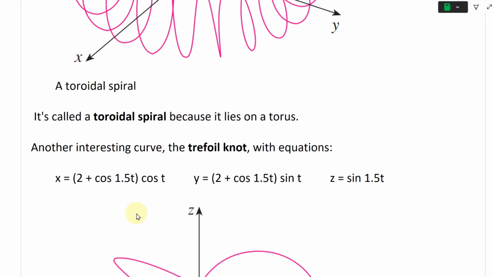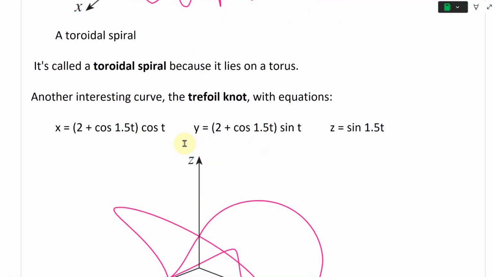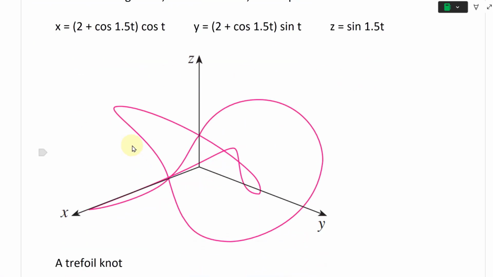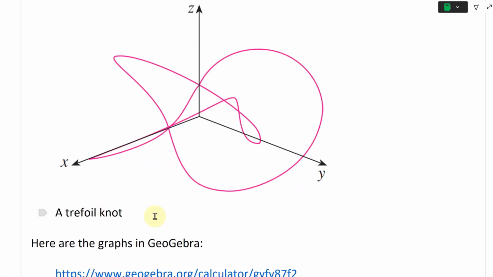Another interesting curve is called the trefoil knot, with equations right here. x equals (2 plus cosine 1.5t) times cosine t, and y equals (2 plus cosine 1.5t) times sine t, and z equals sine of 1.5t. So it looks like a crazy shape like this, a trefoil knot.